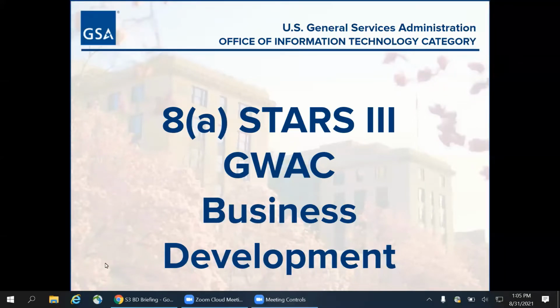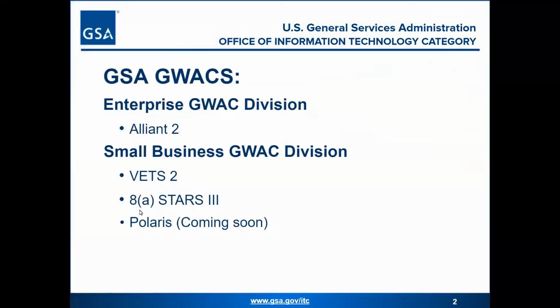So let's go ahead and get started. What are the GSA GWACs? GSA manages multiple GWACs. We have two offices. The first is our Enterprise GWAC division, and generally that group is in San Diego, California. And the Small Business GWAC division, who you're speaking with today, is located in Kansas City, Missouri.